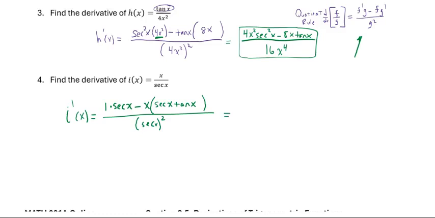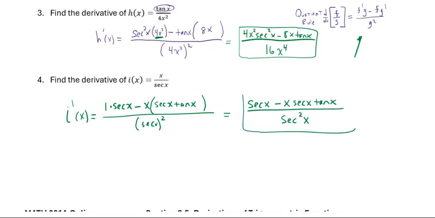Write it: 1 times secant x is secant x, and then on the right hand side you just have x secant x tangent of x, and probably on the bottom it's best written as secant squared x. And you could do more with factoring if you want. You know what, let's do that here just so you can see it. It's probably important to see it.